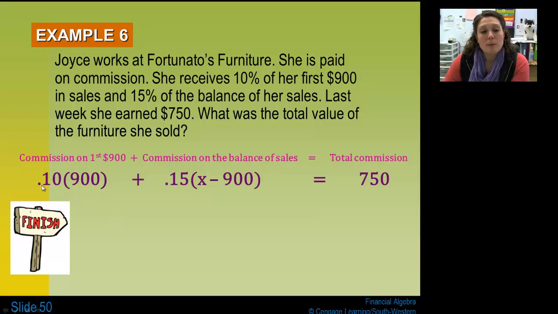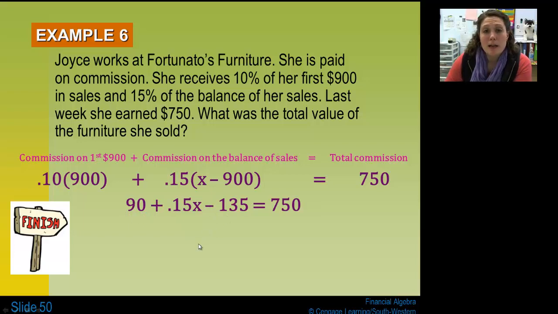So we need to go ahead and multiply. So 0.10 times 900. And then over here you're going to do your distribution. So 0.15 times X is 0.15x, and then 0.15 times negative 900 is negative 135, equals 750. Now we're going to combine like terms, so the pieces that look the same in this problem are the 90 and the negative 135. So 90 take away 135 gets you negative 45. So I have 0.15x minus 45 equals 750.